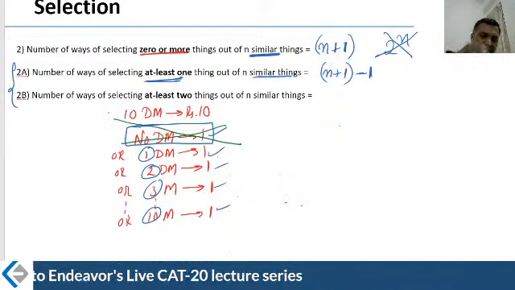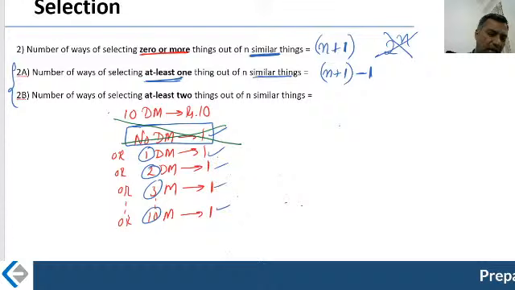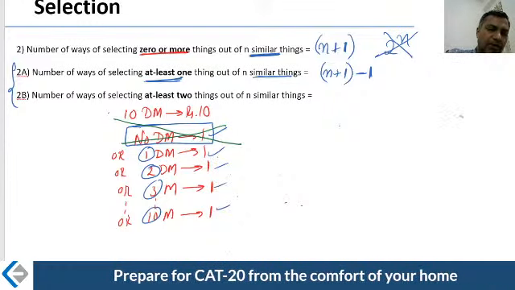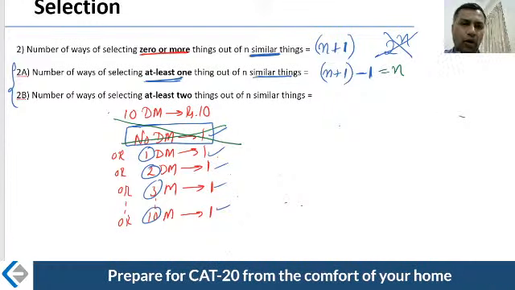If you don't want this case, subtract that first case. Subtract 1, because n plus 1 was the total; subtract 1, nothing but n. What I meant is it's always total minus something. That's how you think. Number of ways of selecting at least 2 things.